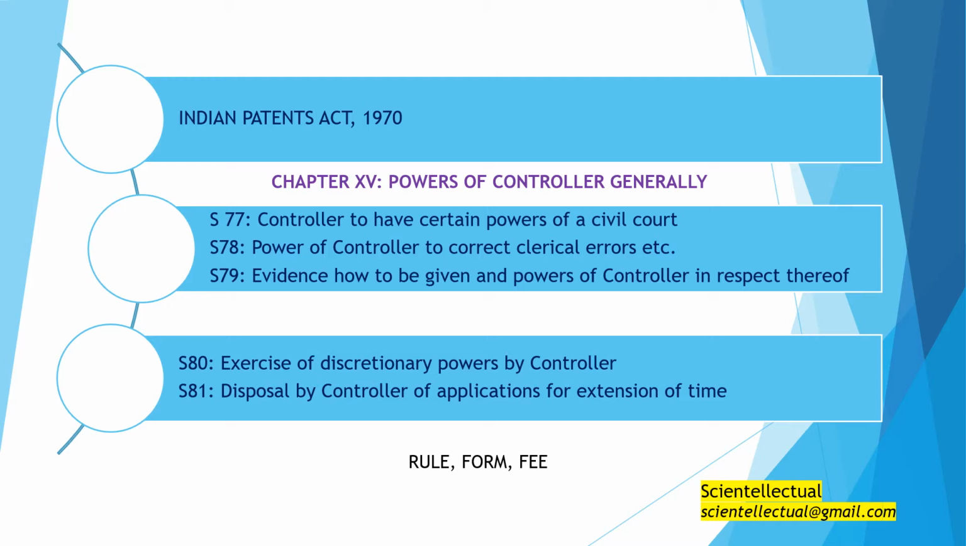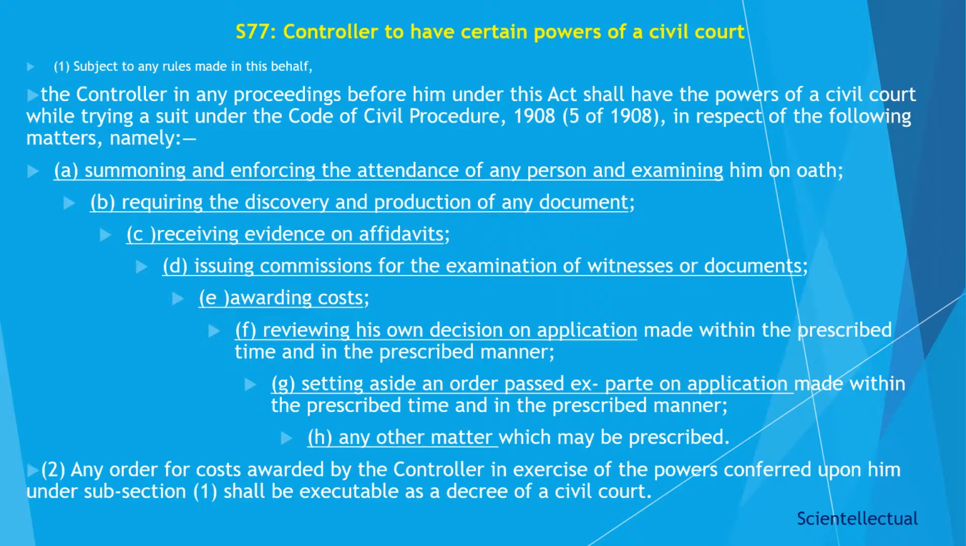In the current video, we will be discussing section 77, 78, 79, 80 and 81 under chapter 15, Powers of Controller generally, under Indian Patents Act 1970. We will be discussing relevant rules, forms and fees as well. First, we are discussing section 77.